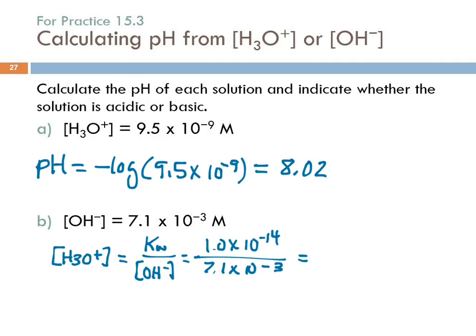1 EE minus 14 divided by 7.1 EE minus 3. So 1.4084507 times 10 to the minus 12. Now, how many sig figs does that number have? It should have 2. Do I want to round that off and then calculate the pH? No, that's not a good idea. You want to keep at least a couple extras.